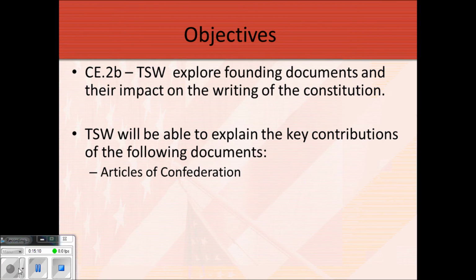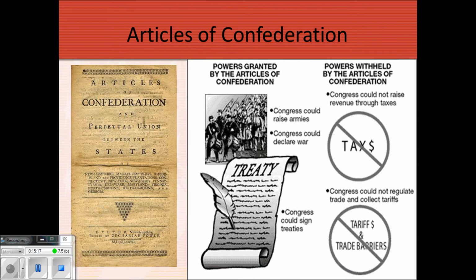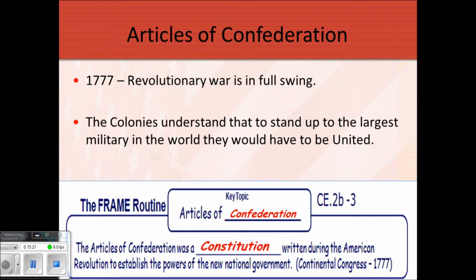Okay, next, the document we're going to look at is the Articles of Confederation. By 1777, the Revolutionary War is in full swing. The colonists understood that to stand up to the largest military in the world, they would have to be united. And continuing on with our frame, make sure you have the right one. It should say CE2B-3, the Articles of Confederation.